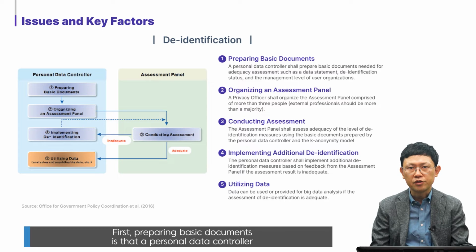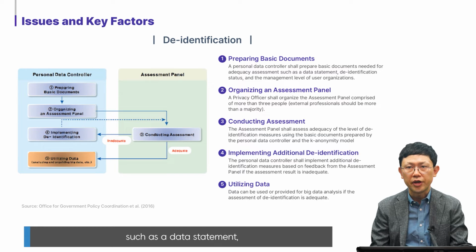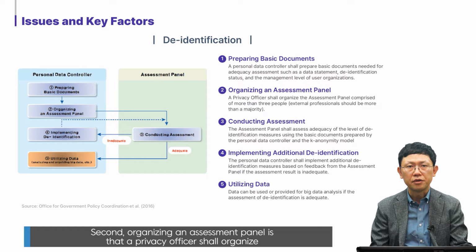First, preparing basic documents: a personal data controller shall prepare basic documents needed for adequacy assessment, such as a data statement, the identification status, and the management level of user organizations. Second, organizing an assessment panel: a privacy officer shall organize the assessment panel comprised of more than 3 people.